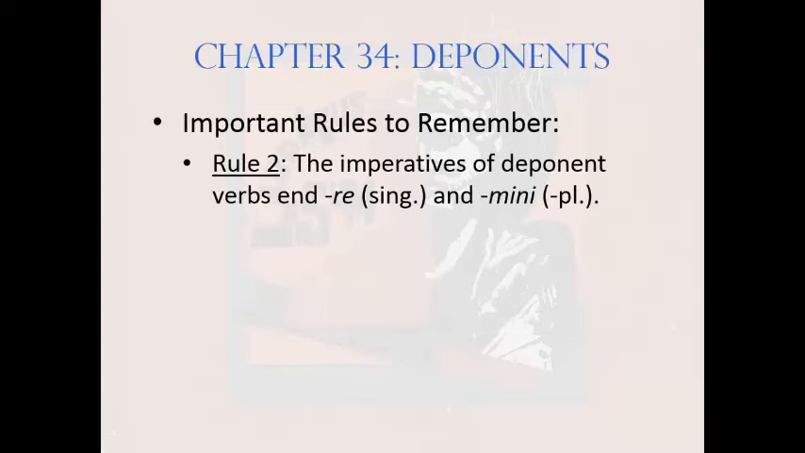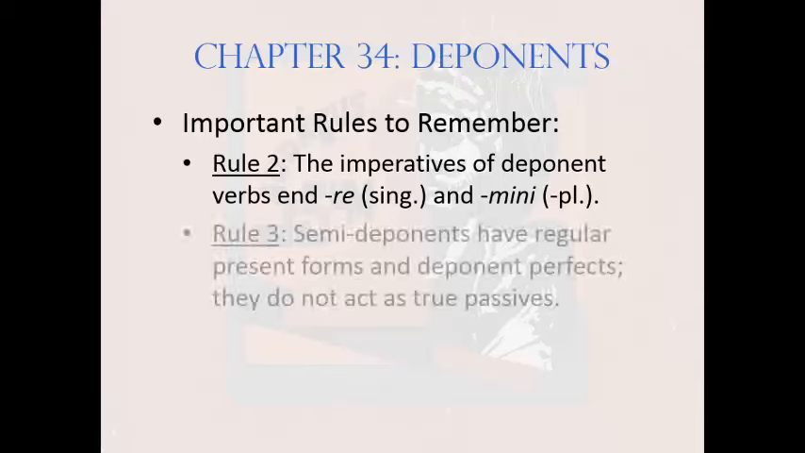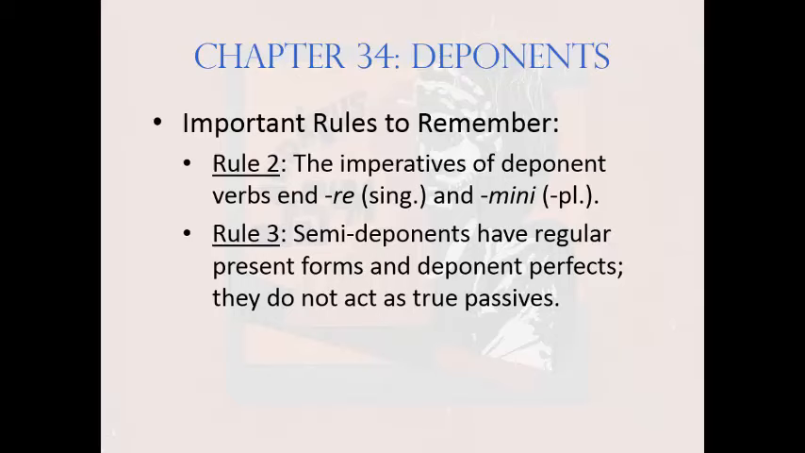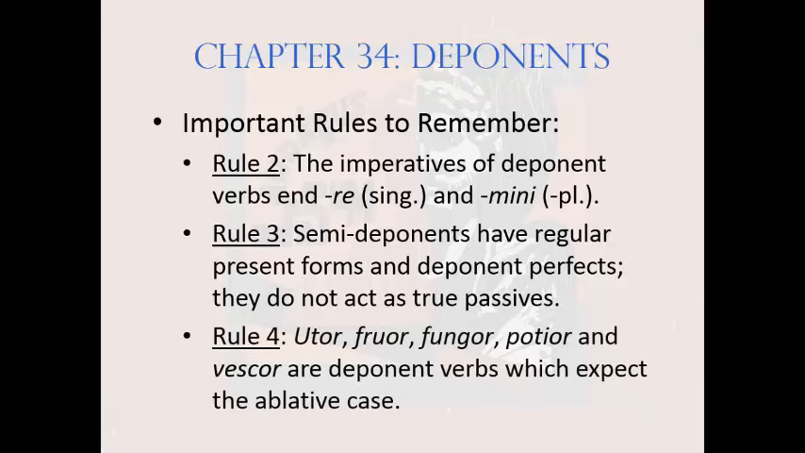Rule 2. The imperatives of deponent verbs end in -re in the singular and -mini in the plural. Rule 3. Semi-deponents have regular present tense forms, but in the perfect tenses, they're deponent. They never act as true passives. And Rule 4. Utor, fruor, fungor, potior, and vescor are deponent verbs which expect the ablative case.